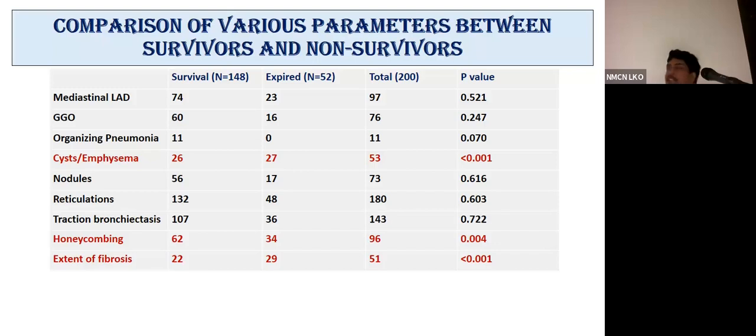Regarding HRCT chest assessment, we found that presence of cysts and emphysema, presence of honeycombing, and extent of fibrosis on chest radiology are the three very important statistically significant parameters on statistical analysis that can differentiate between the outcome of survivors and non-survivors in included fibrosing ILD cases.